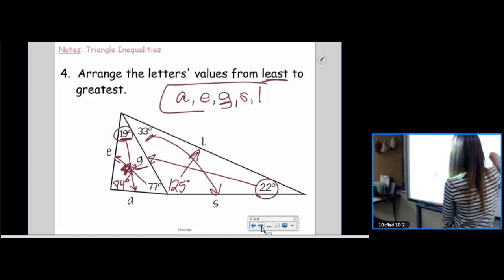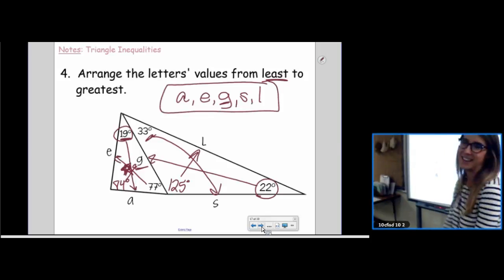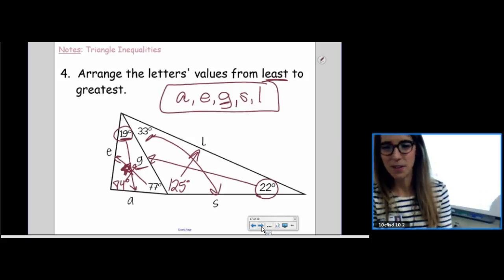So it was trying to spell eagles, but didn't quite. That would have been too easy if it spelled it perfectly. All right.